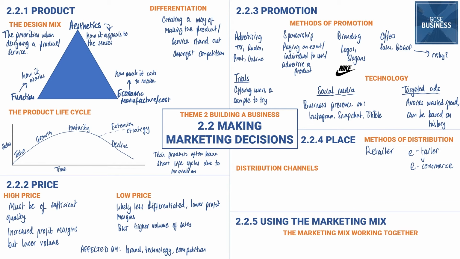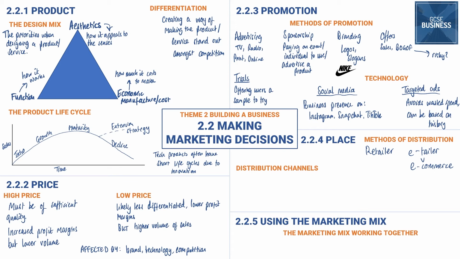So if you think about Nike, for example, we've mentioned Nike already, Nike's website only sells Nike goods, whereas ASOS sells ASOS goods, Nike goods, River Island goods. They sell all sorts of different brands on there. So ASOS would be an example of an e-tailer rather than just an e-commerce business.